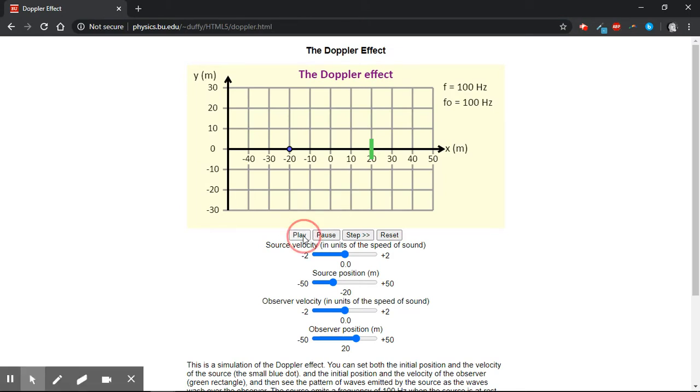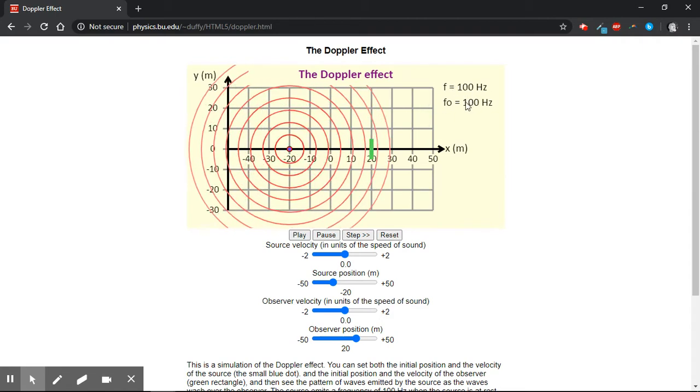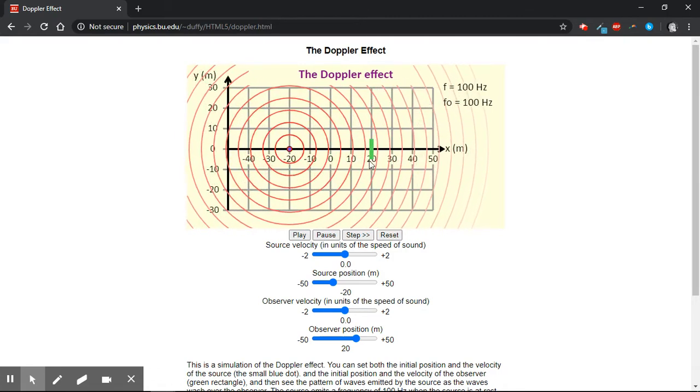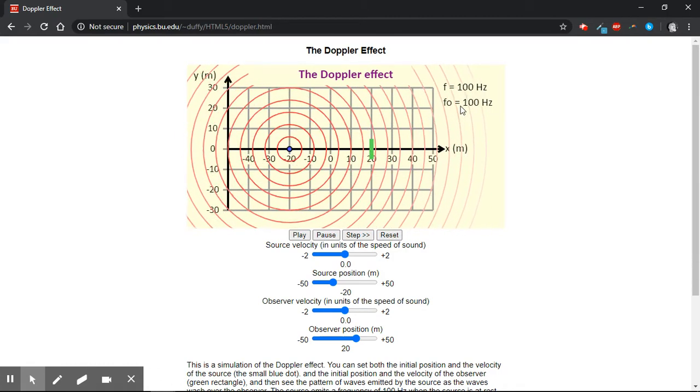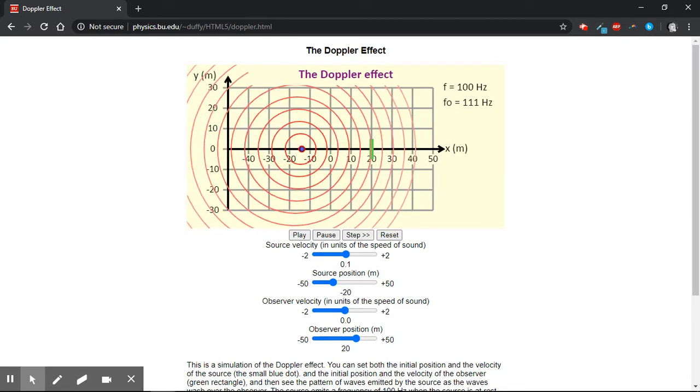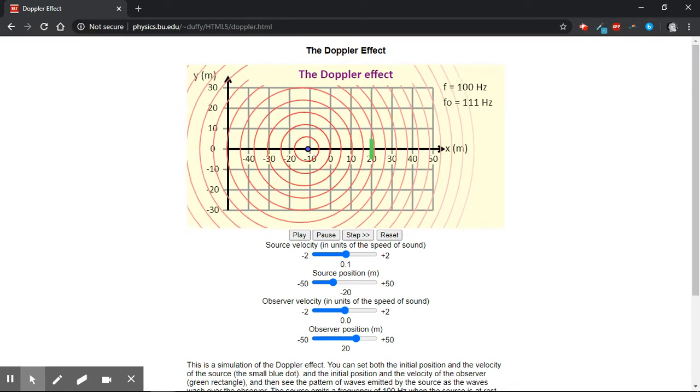If I start, this is a stationary source at a frequency of 100 hertz, and the observed frequency or the perceived frequency FO by this person here is 100 hertz because it's not moving. Okay, if I pause it, reset. Now what I can do is I'm going to go faster. I'm going to go like 0.1 times the speed of sound. So 0.1 times 332 around there is about 33 meters per second.